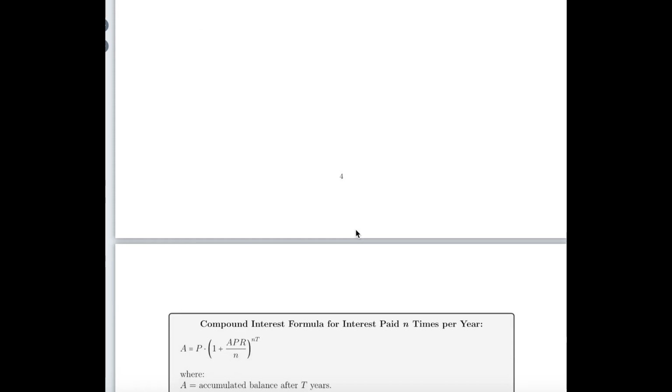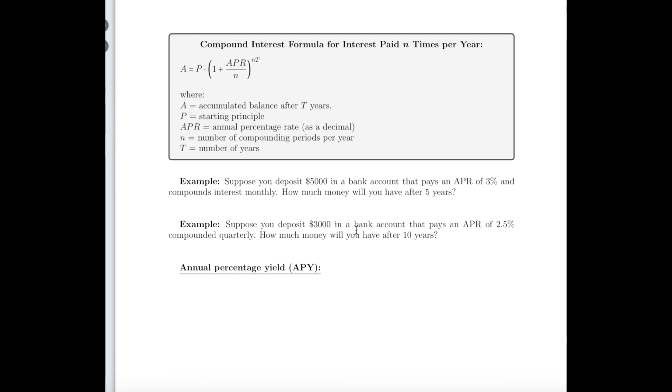All right, next page. Compound interest formula for interest paid n times per year. What this means is that your interest is not just being compounded one time per year. What we've been assuming thus far is that we deposit this money and once every year our interest is calculated like that. There are cases where your interest is calculated multiple times per year, every 3 months, every 6 months, every month. So this is the n times per year.